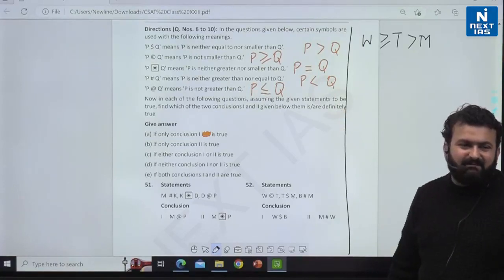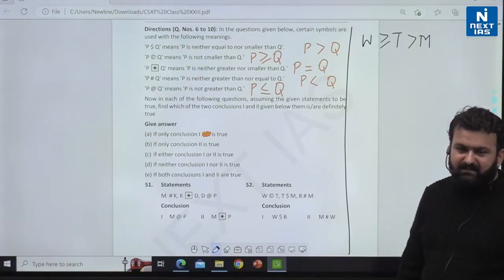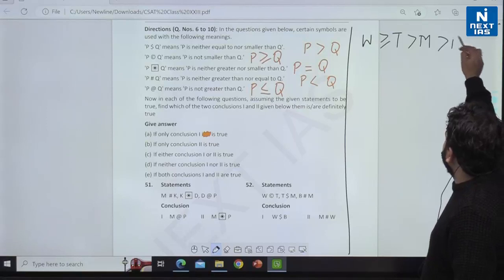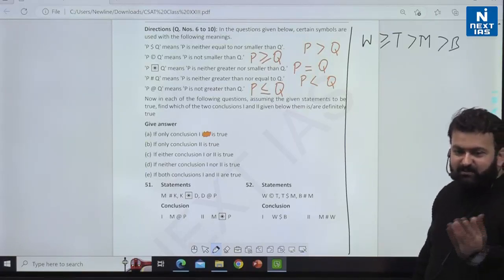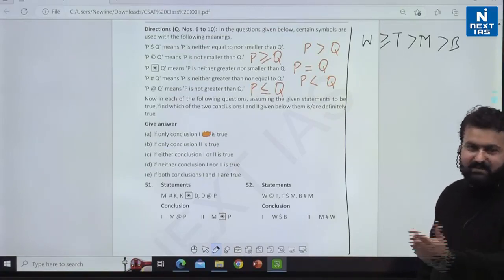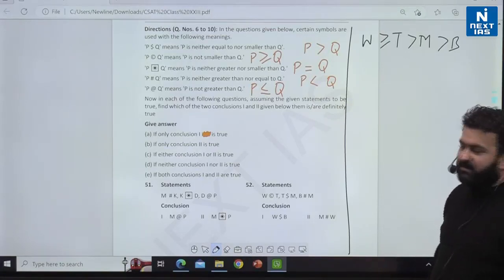Now see, B is less than M means M is greater than B. So M is greater than B. Here you will get confused, but if B less than M is given, then M greater than B will be the result. So just express it in this form.